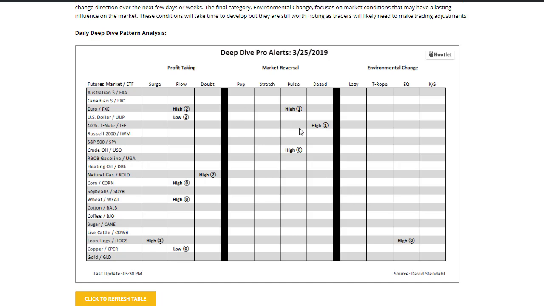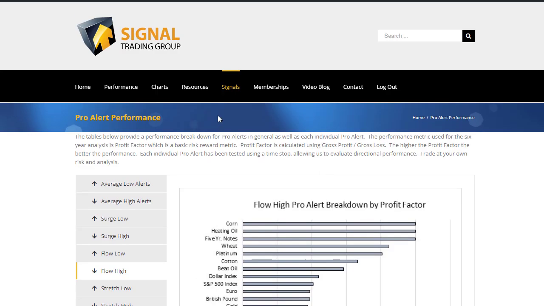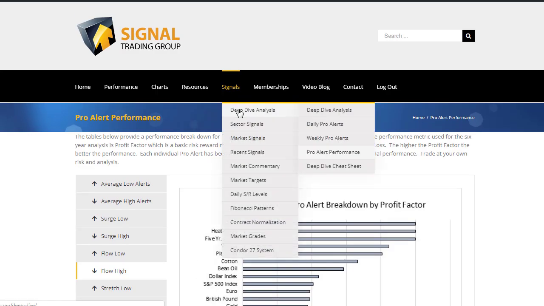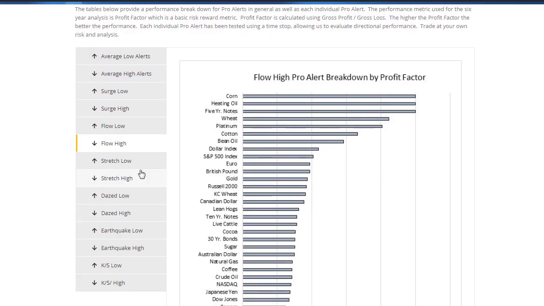Now, I'll also point this out that all of these deep dives, whether on the daily or the weeklies, we also back up everything with statistics. So I'll show you where you find this. You go to Signal, Deep Dive, and you come down to the Pro Alert Performance, and then since we're talking about a flow high, which is what I just pointed out with corn, here's that particular chart. You could pull up any of these charts, but here's the flow high, and corn, lo and behold, is at the top of that list.